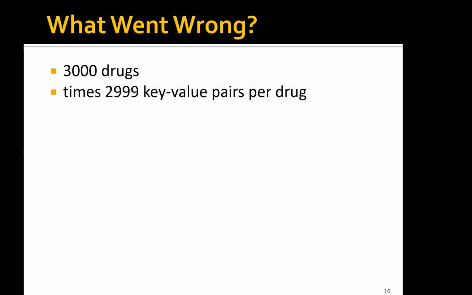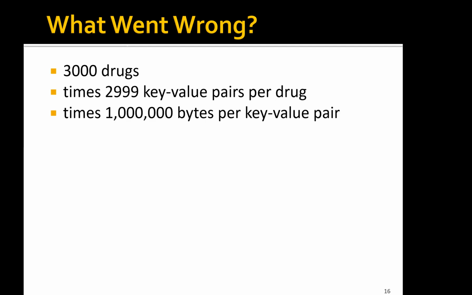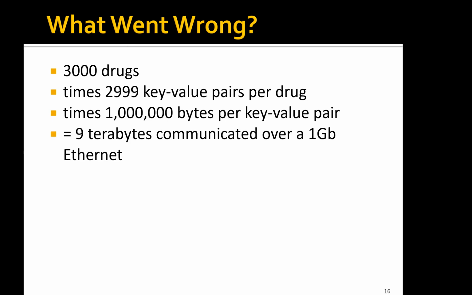And if you look at what the algorithm is doing, for each drug, each mapper is generating 2,999 key value pairs. That is, its drug paired with all the other drugs. And then the key value pair it generates is about a megabyte long. So you multiply all that together and you get about 9 terabytes. And these have to be communicated over 1 gigabit, sorry, Ethernet.